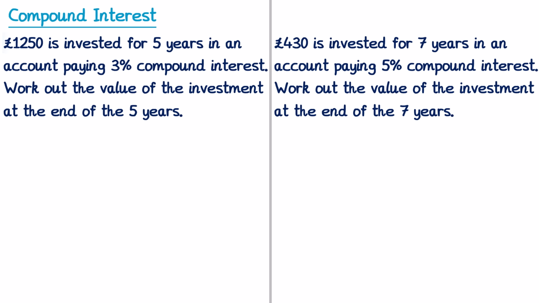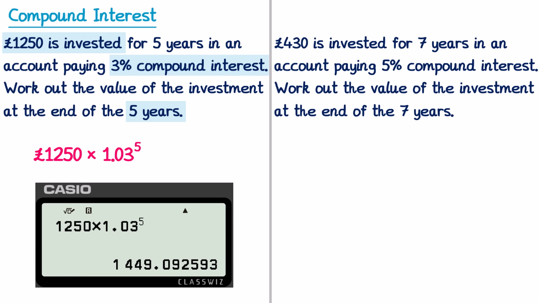For this first one, you start with £1,250. The rate of interest is 3%, so you multiply this by 1.03. And this is for 5 years, so you do this to the power 5. Your calculator will look something like this, so we will round this off to £1,449.09.